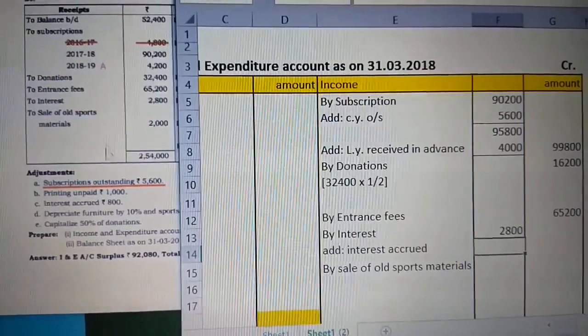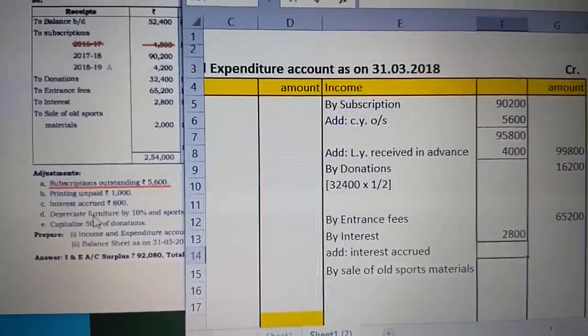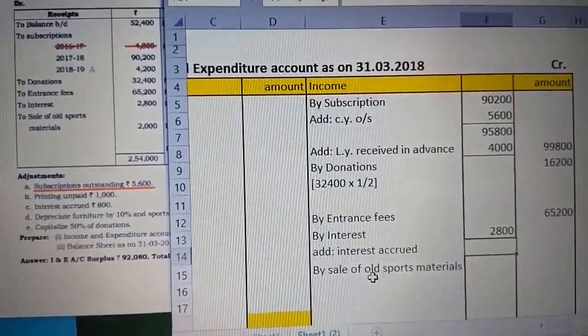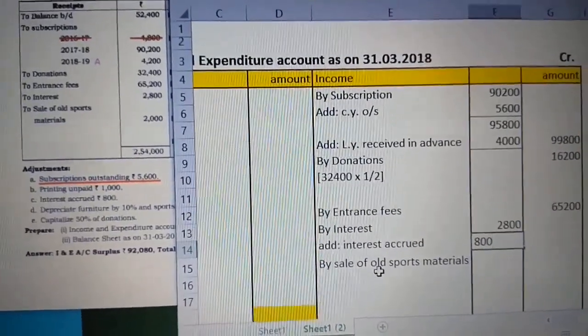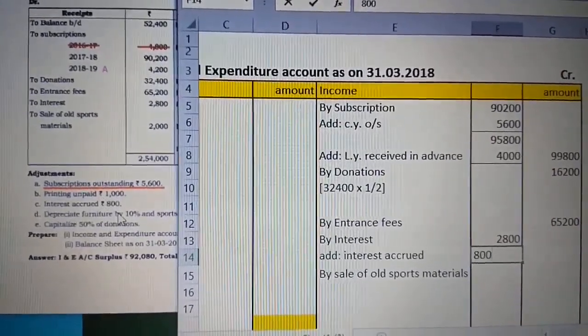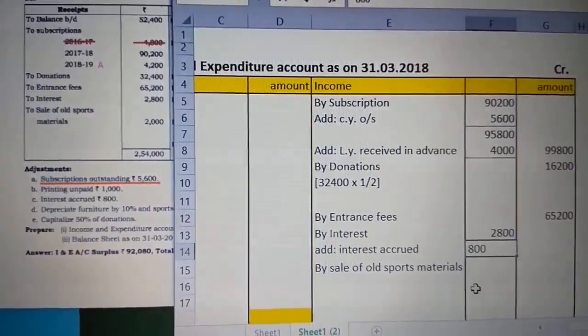Next, along with that, just have a look. If you have any adjustment for interest, you have accrued. It is earned but not yet received. So it is outstanding. Add. Current outstanding, always add. So I'm going to add this 800. Just observe, they have given under the third adjustment interest accrued 800. So I'm going to take this as well.